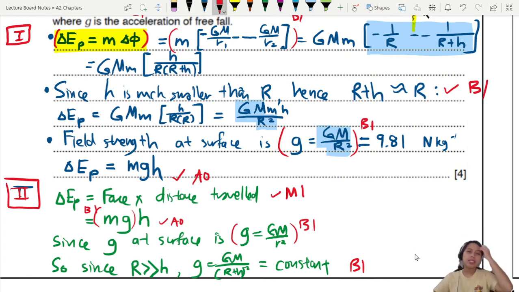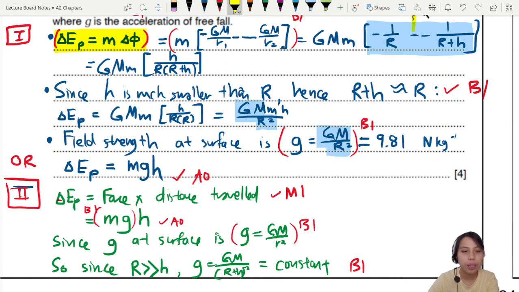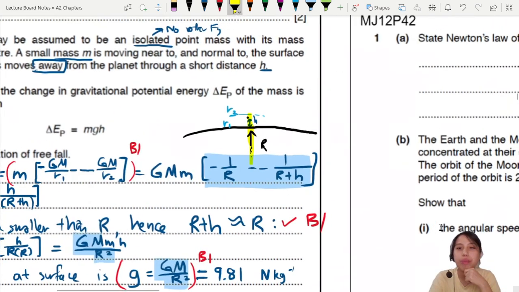So which method works? It's good to know both. The first one, you start off with m times phi, a very good equation to learn how to use. And the second one, you start with our good old work done equals force times distance travelled. Both work. Alright, let's move on to the next part.